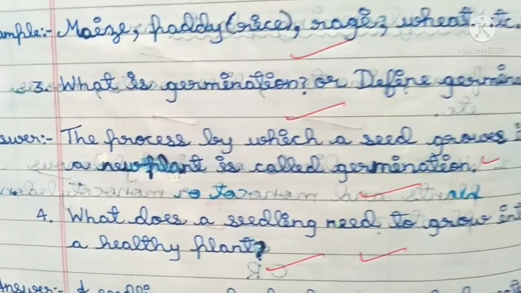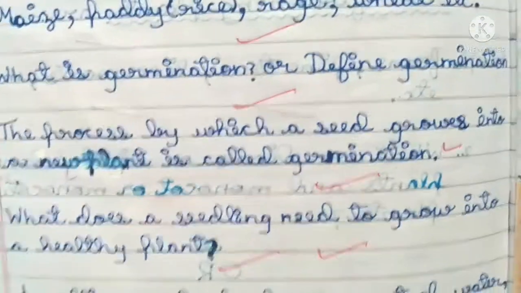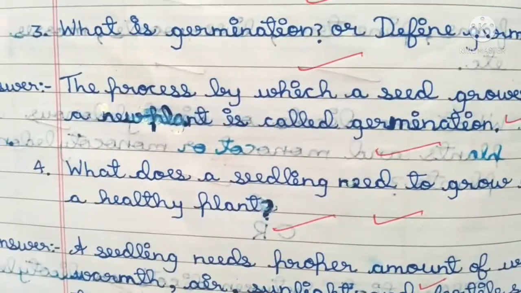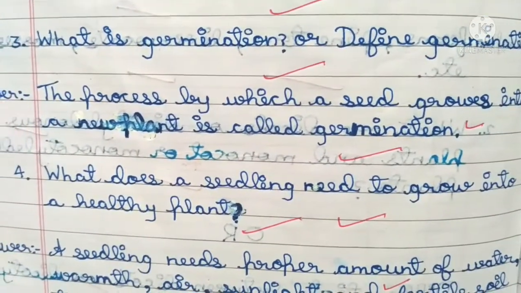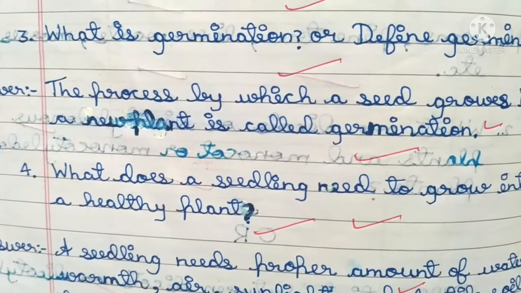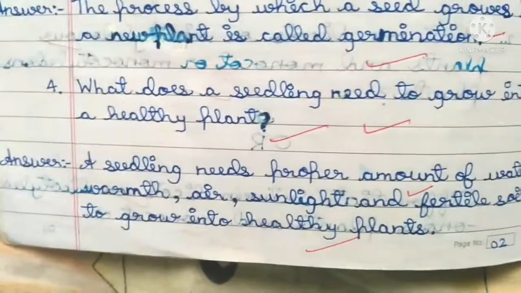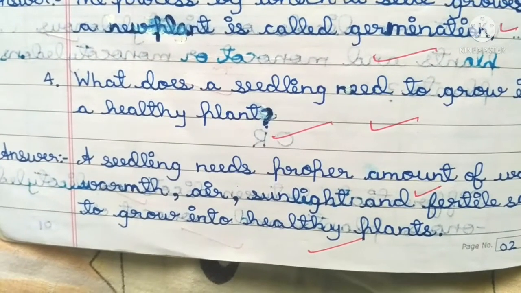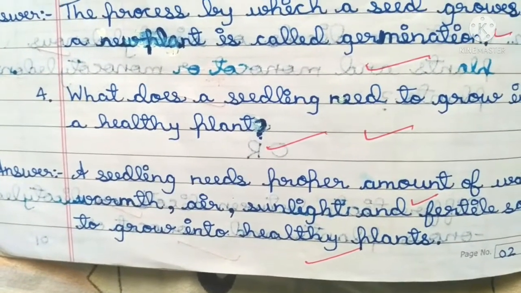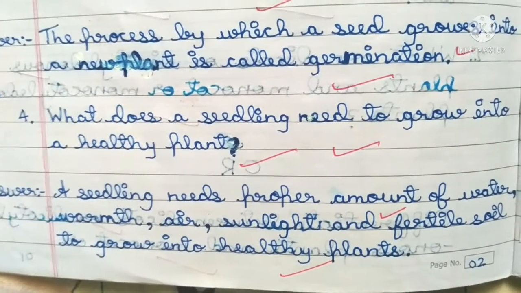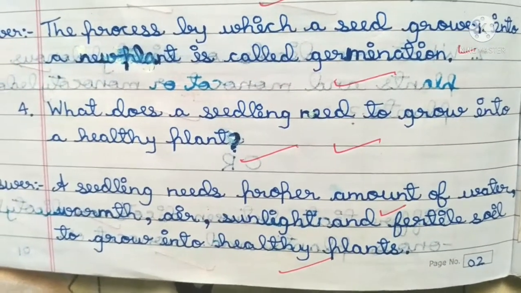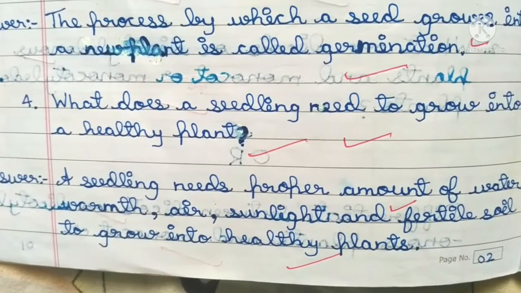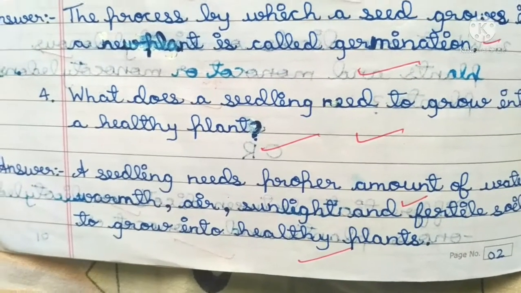What is germination? Define germination. The process by which a seed grows into a new plant is called germination. What does a seedling need to grow into a healthy plant? Answer. A seedling needs a proper amount of water, warmth, air, sunlight and fertile soil to grow into a healthy plant.